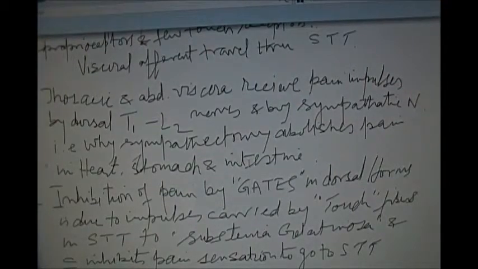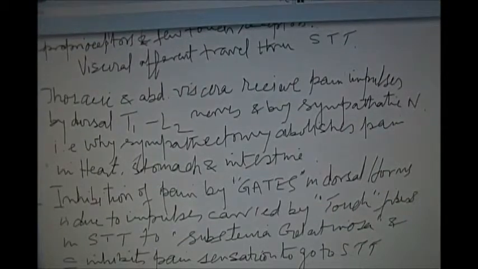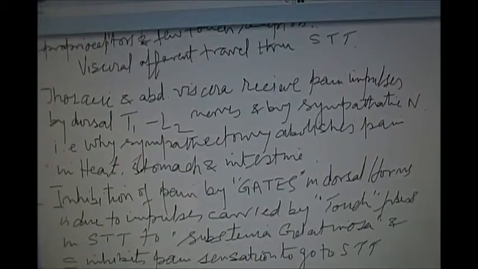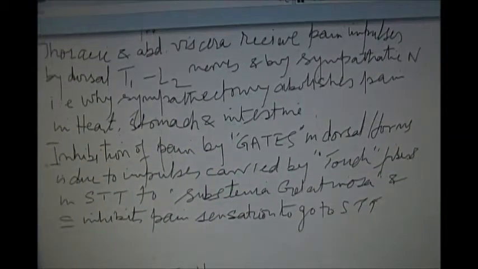Number 1 was frontal lobotomy. Number 2 was anterior cordotomy in the spinal cord that cuts the pain fibers. And number 3 is the sympathectomy that abolishes the heart, stomach, and intestinal pain.